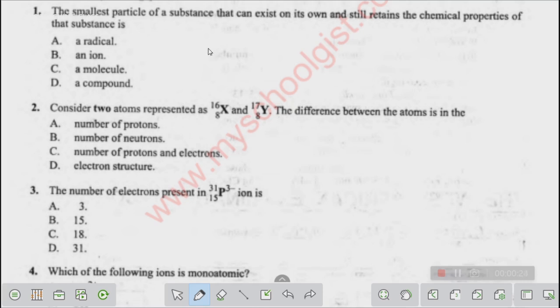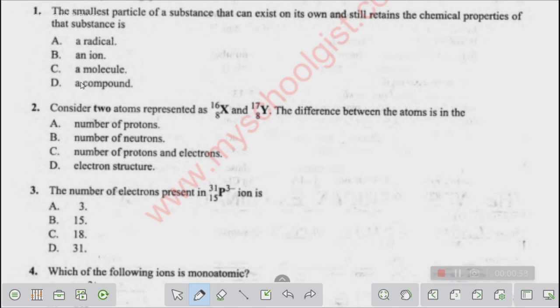So let's solve this Waec question, and this is an OBJ. The smallest particle of a substance that can exist on its own and still retains the chemical properties of that substance is. Now, this question is talking about the smallest particle of a substance that can exist. It's not saying the smallest indivisible particle of an element. It's not talking of atom. If you even look at the option, there's nothing like atom here.